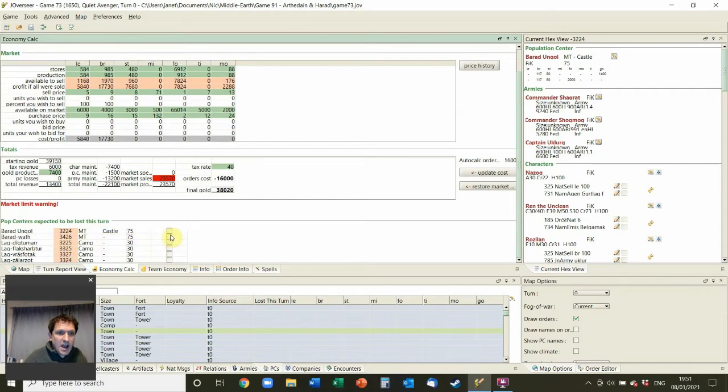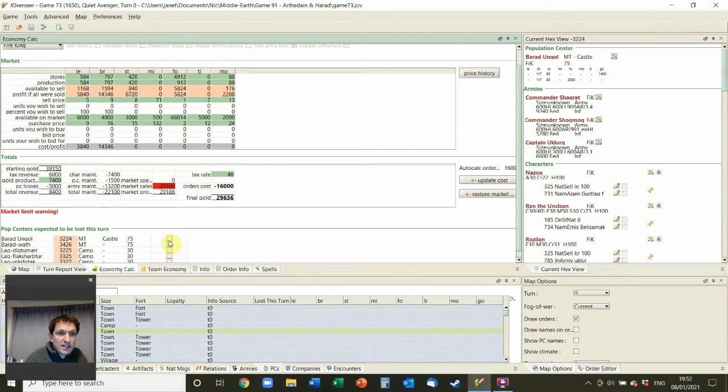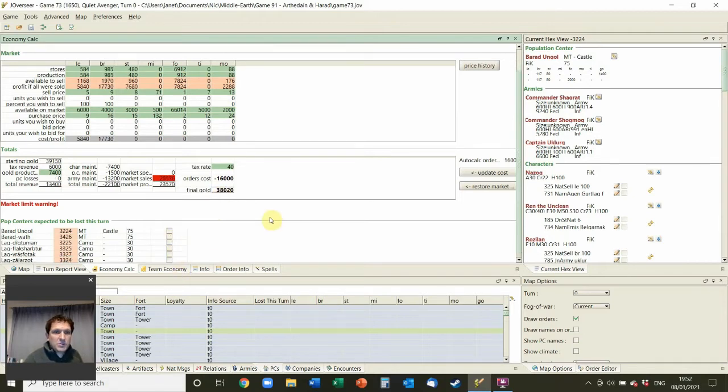So let's say I'm assuming I'm going to lose the major town of Barad Wath. I've got 6,000 tax revenue, gold production 7,400. If I mark that Barad Wath is going to be taken out, it should have taken that out of the calculations, and did it? Yes. So if I click that, instead of finishing with 38,000, it will probably take me down to 29,000. So you can just use that if you know you're going to be losing a pop centre.